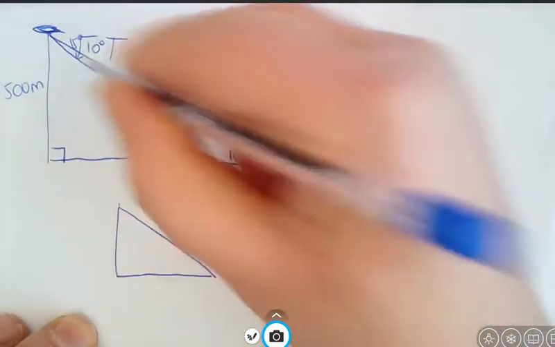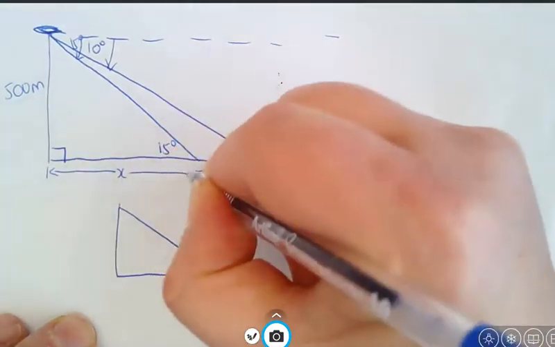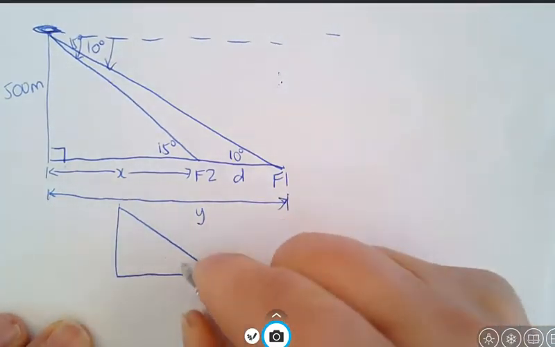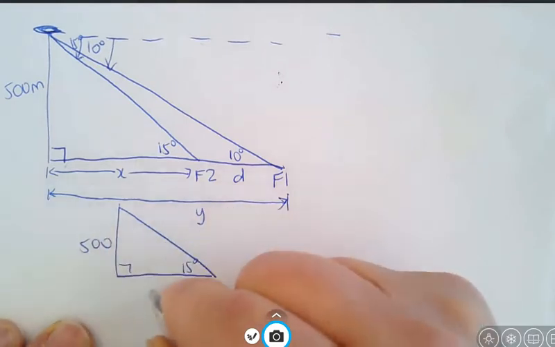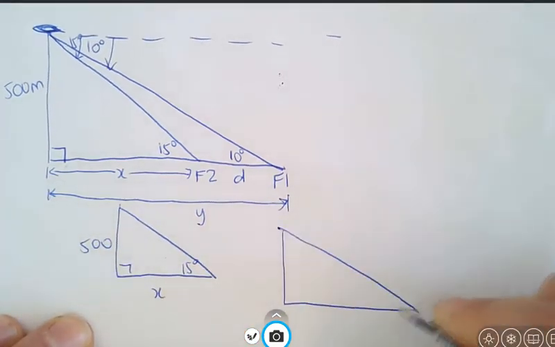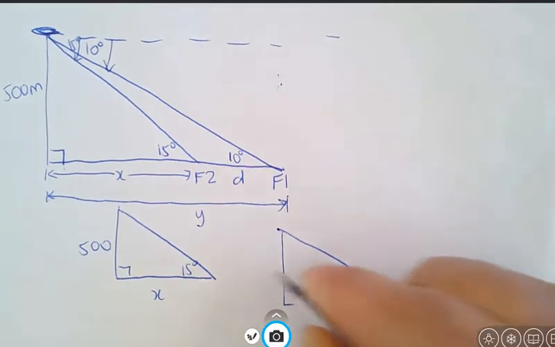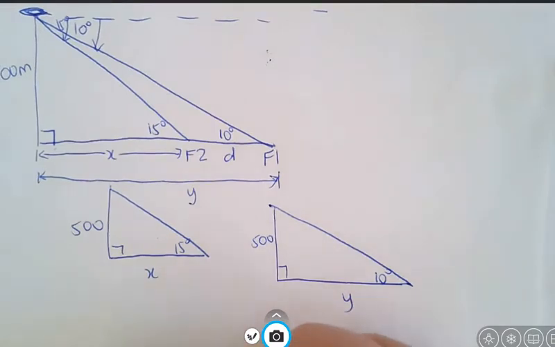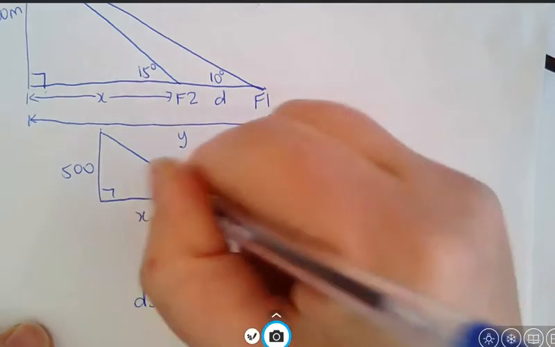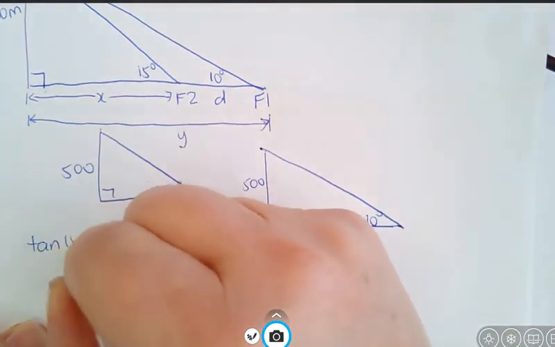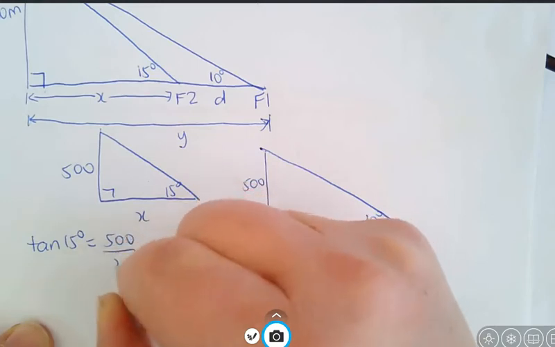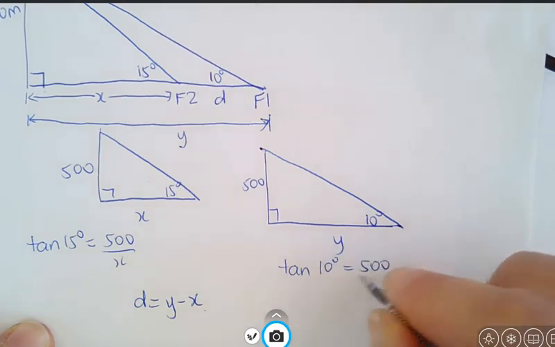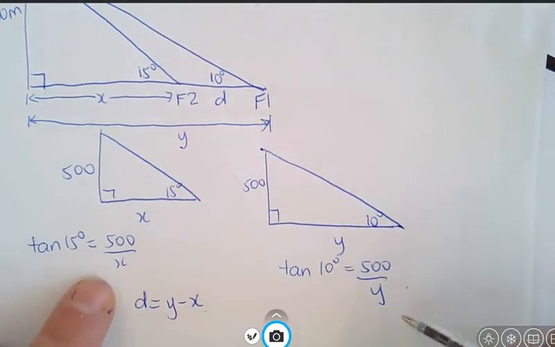So what you do, you've got your first right angle triangle. I might just call this X. And then I'm going to call the other one Y. So that's 15, 500, X. And in the other one, 10, Y, 500. Find each one and subtract the answers. Yes, okay? And you would use tan. Solve for Y and X and then subtract.